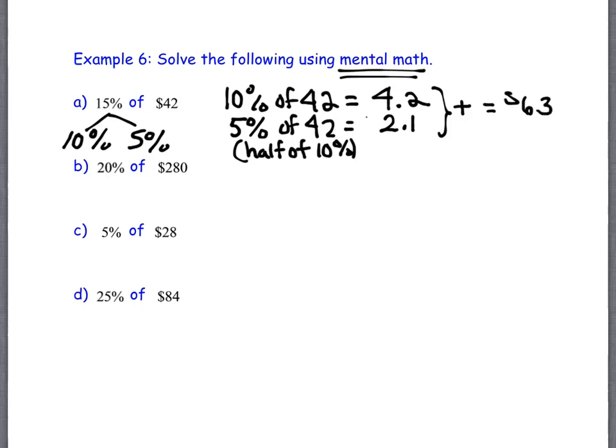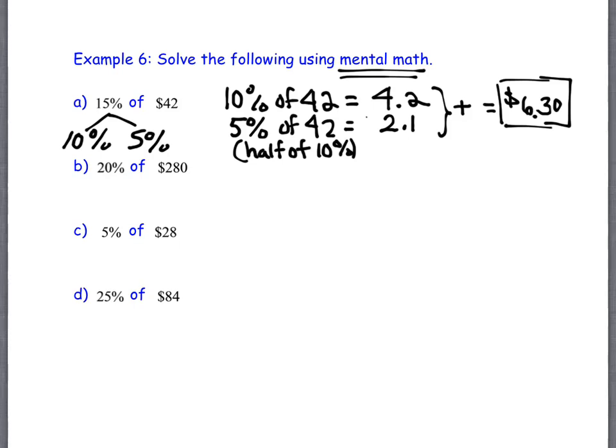Yeah, 6.3. And this problem was given to us in terms of money, so we'll give the answer in terms of money. I should probably write 6.30 even. That would make more sense. Okay, does that make sense? How about the next one?